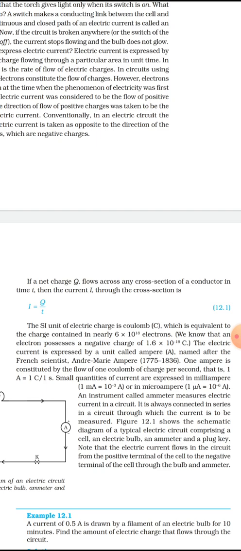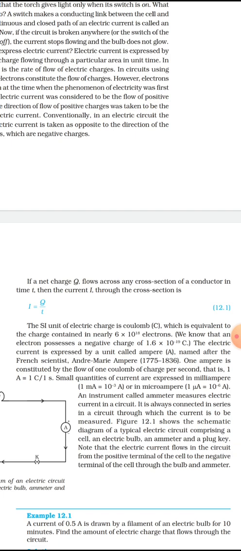We know that an electron possesses a negative charge of 1.6 into 10 to the power of minus 19 coulombs. We know it possesses a negative charge, and we might take it as minus 1, but the correct value is minus 1.6 into 10 to the power of minus 19 coulomb. Observe carefully: it is a negative charge of 1.6 into 10 to the power of minus 19 coulombs.